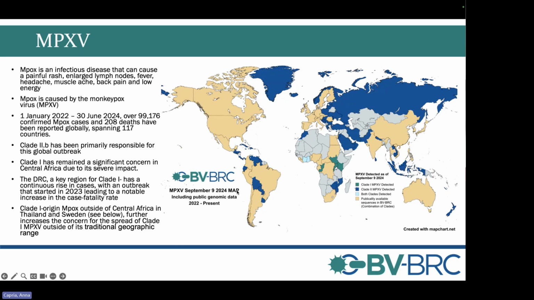But here you can see a map from our outbreak page that shows the detection of clade 1 and clade 2, and then also where there are publicly available sequences in the BV-BRC. So there are places in the world that have detection of clade 1 and clade 2, but the sequences either aren't publicly available yet or don't exist. So we're extra concerned about MPXV and clade 1 being seen outside of Central Africa in Thailand and Sweden.